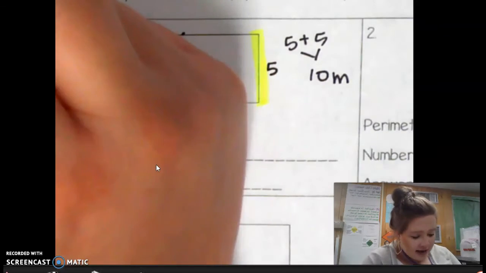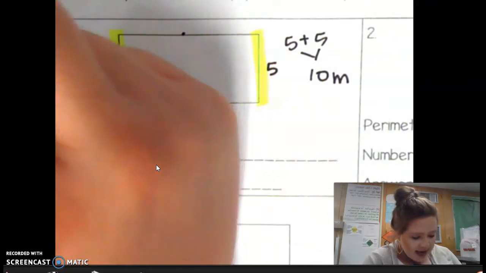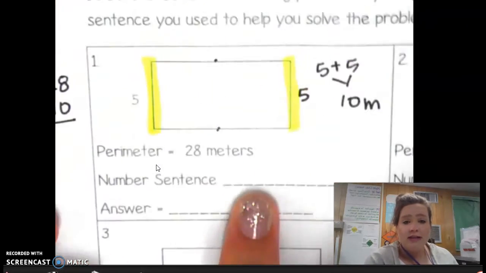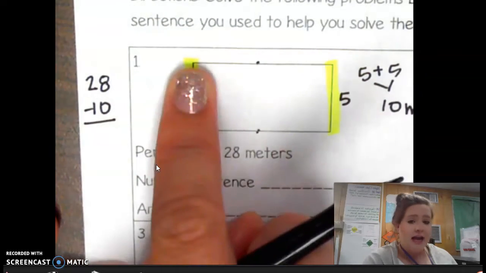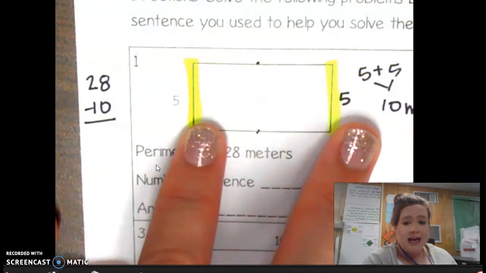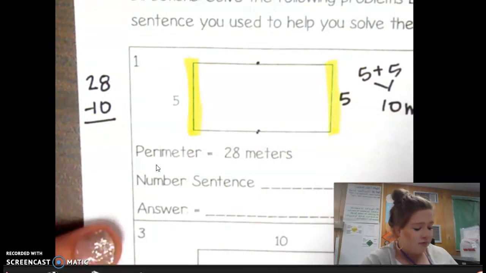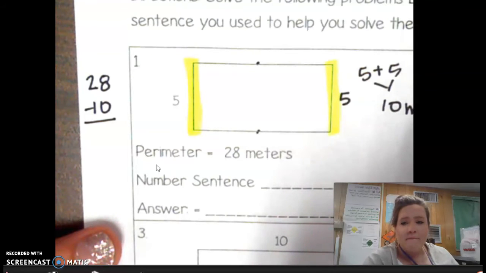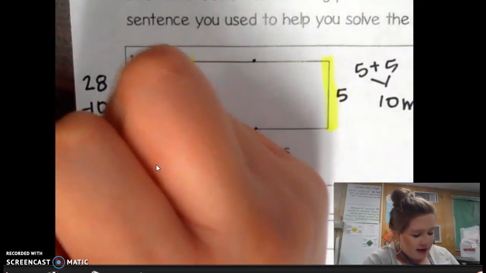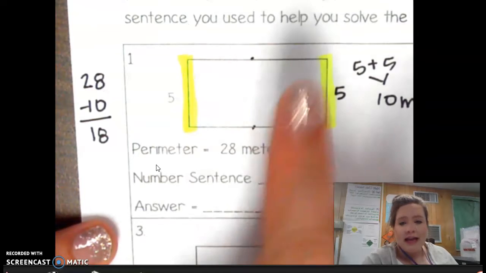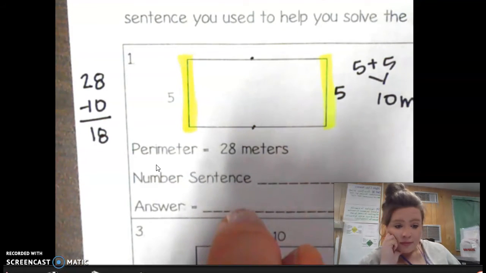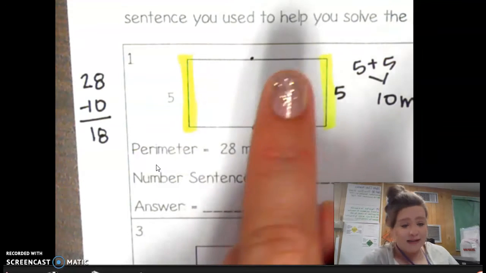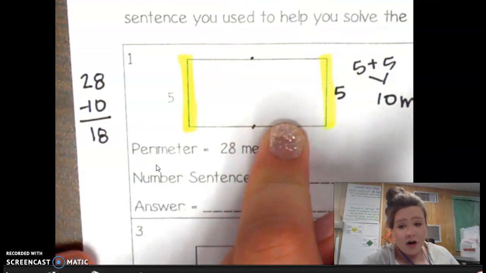Good, you're going to subtract 28 minus 10, because my total is 28. The whole thing is 28. And I know that these 2 together are 10. So I want to figure out what the 2 missing side lengths are. 28 minus 10 is? Good job, 18. Now, does that mean that each one of these side lengths is 18? No, it does not mean that each one is 18. It means that this side length and this side length together are 18 meters.